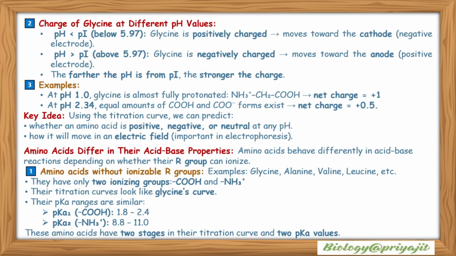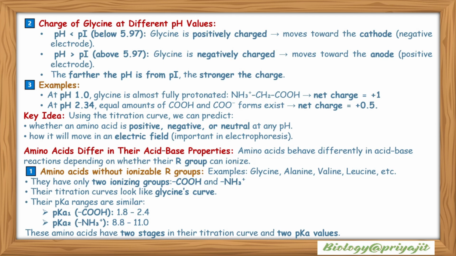Charge of glycine at different pH values. When pH is less than pI, that is below 5.97, glycine is positively charged and moves toward the cathode, which is the negative electrode. When pH is greater than pI, that is above 5.97, glycine is negatively charged and moves toward the anode, which is the positive electrode. The further the pH is from pI, the stronger the charge.